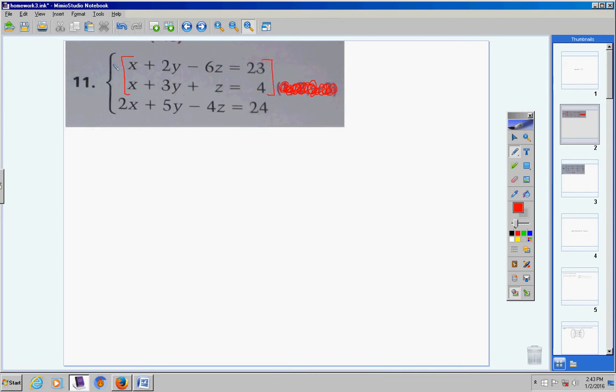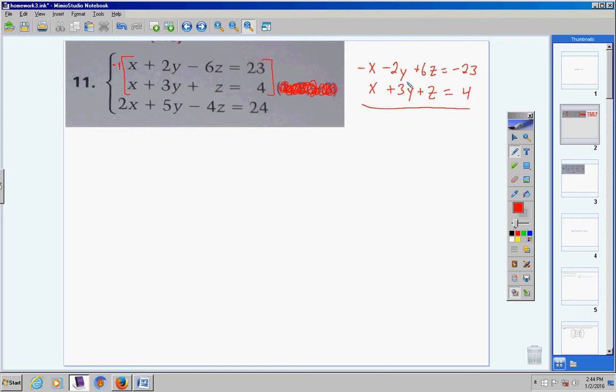I'm going to multiply the top by a negative 1. So negative 1 times x is negative x. Negative 1 times 2 is negative 2. Negative 1 times negative 6 is a positive 6. Negative 1 times 23 is negative 23. Now the second equation, I leave that alone. So I have x plus 3y plus z equals 4.